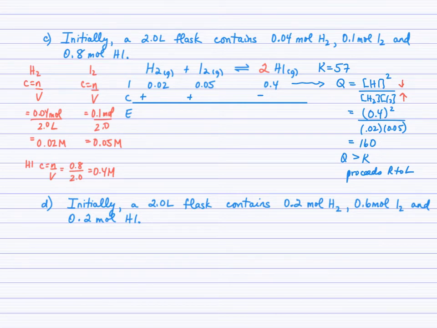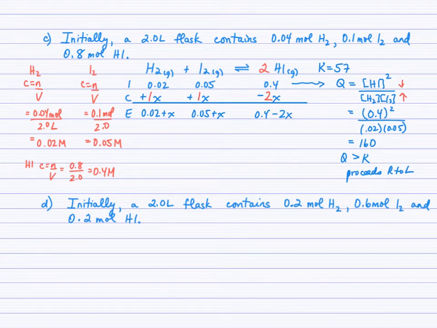So why did we have to calculate Q when we didn't have to do that in A and B? Because none of these are 0 to start. So when you have concentrations of all the entities in the reaction, then you need to calculate Q and determine which way the concentrations are changing. Okay, so now we follow the mole ratio of 1, 1, and 2, and so we have plus x, plus x, and minus 2x. So our expression here is 0.02 plus x, 0.05 plus x, and the concentration at equilibrium for the HI will be 0.4 minus x.